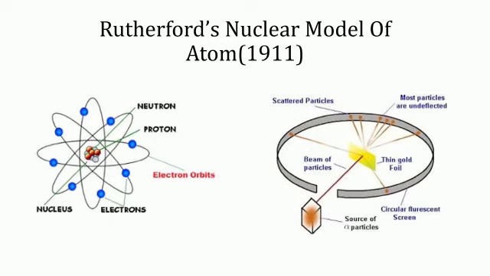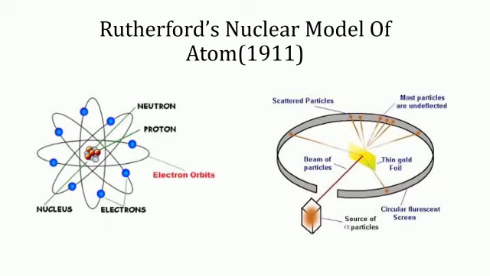A small number of alpha particles got deflected. Deflected means the particles changed direction from the original path through a small angle. A still smaller number of alpha particles got deflected through a large angle, and surprisingly, one alpha particle out of 20,000 bounced back in the direction opposite to the original path.